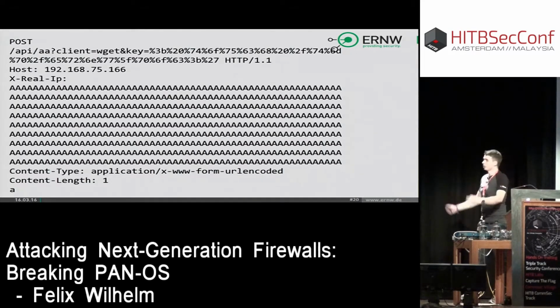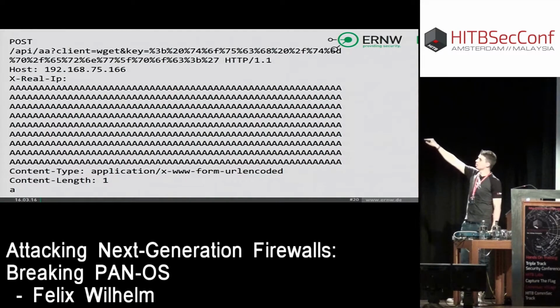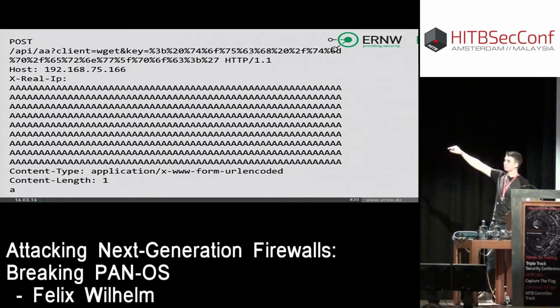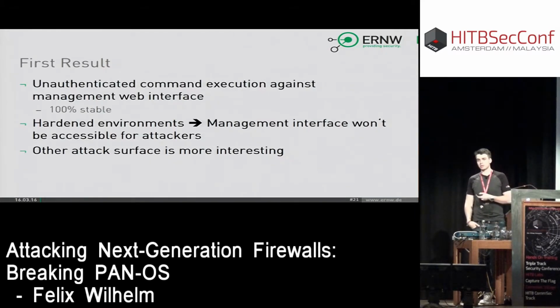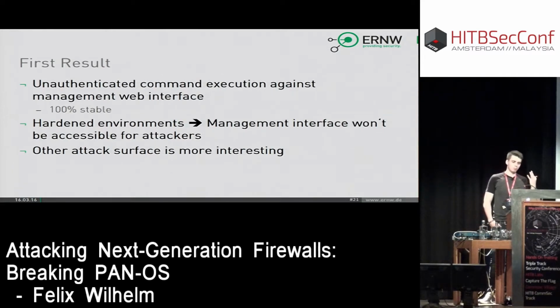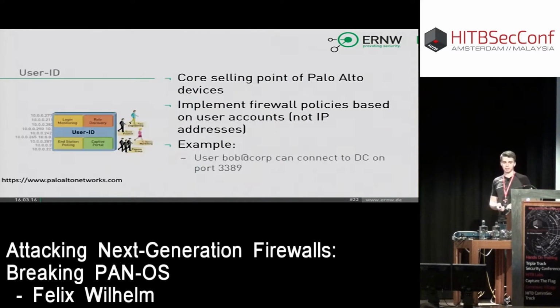If you look at the actual request, it's not a terribly complex exploit. You just send this POST request, the key parameter contains the URL-encoded command injection, and our X-Real-IP header is just an overlong string of A's. It's completely irrelevant what kind of data you put in there. So this is an interesting first result. It means we have an unauthenticated command execution against the management web interface. It's 100% stable. But of course, in a hardened environment you won't be able to reach the management interface, so it's not game over already.